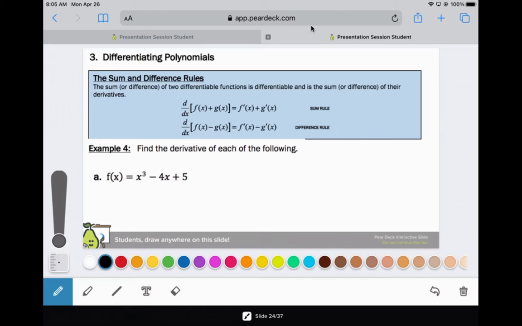One who did the work for this problem, it seemed to be okay. I'm going to quickly review this with you. If you take the derivative of a polynomial, which means you have more than one term, okay? If you have more than one term, just take the derivative one by one.